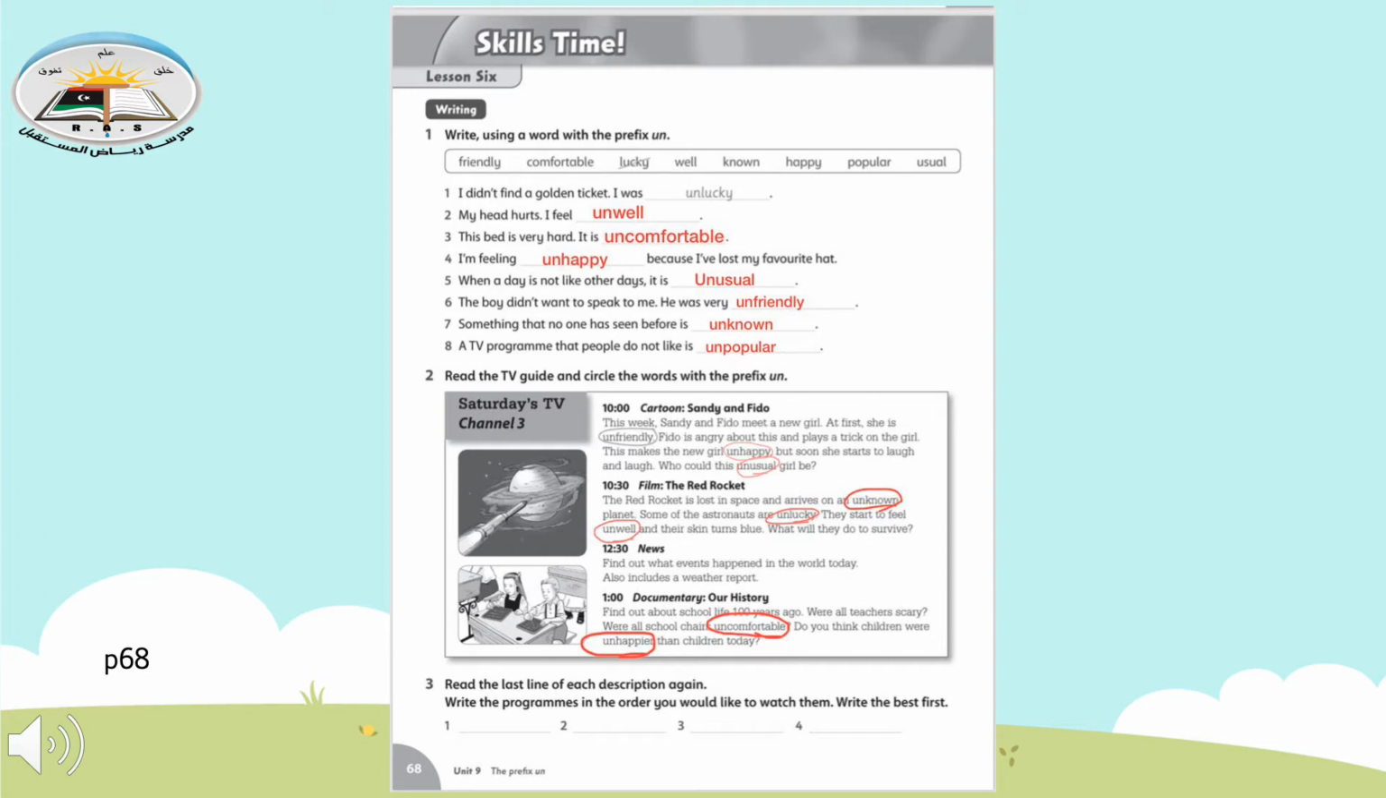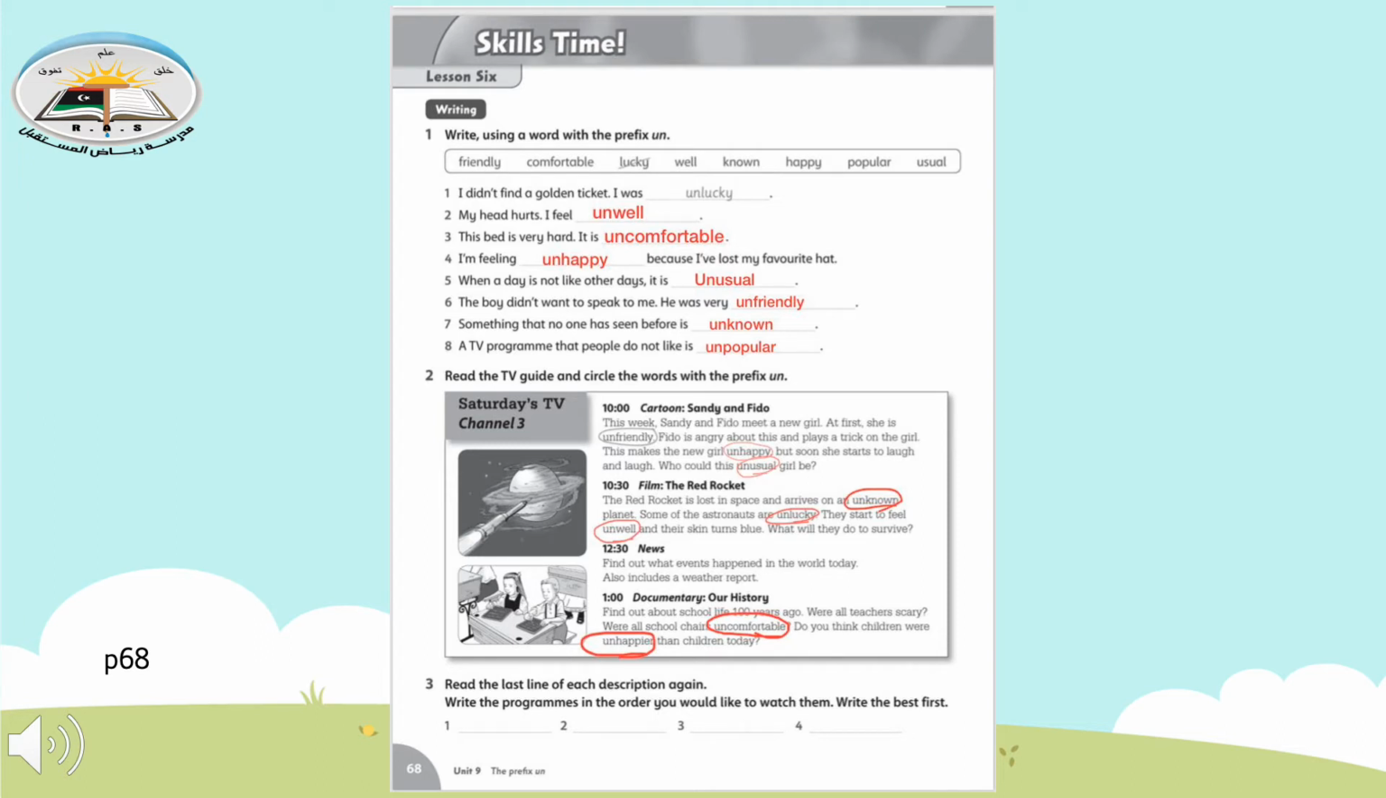Now we need to find the words that start with un, the prefix un. Let's start with the first text. This week, Sandy and Fado meet a new girl. At first, she is unfriendly. They already circled unfriendly for you. So let's move on. Fado is angry about this and plays a trick on the girl. This makes the girl unhappy. Now circle unhappy. But soon she starts to laugh and laugh. Who could this unusual girl be? Now circle unusual.